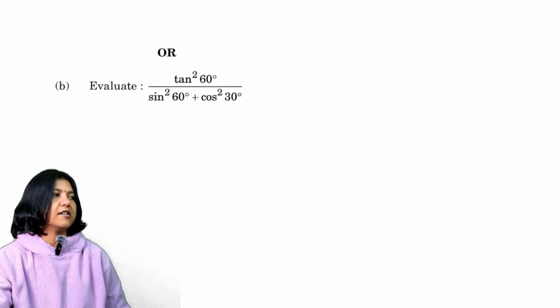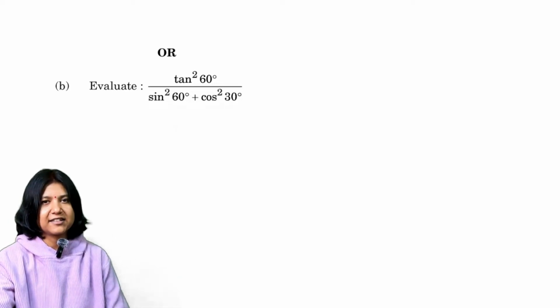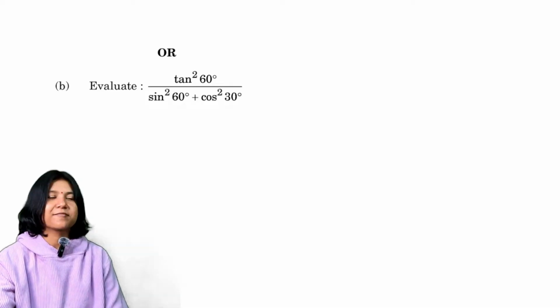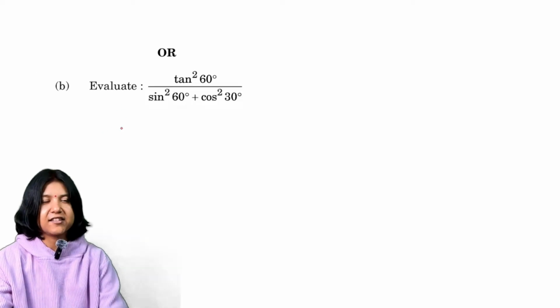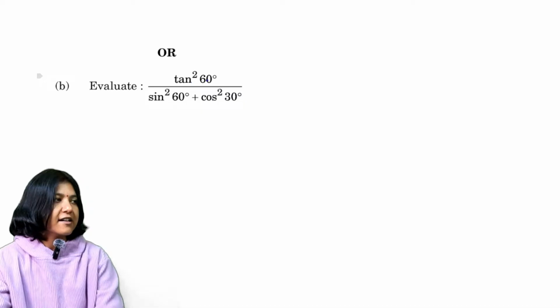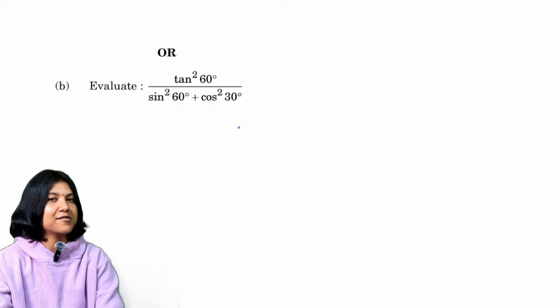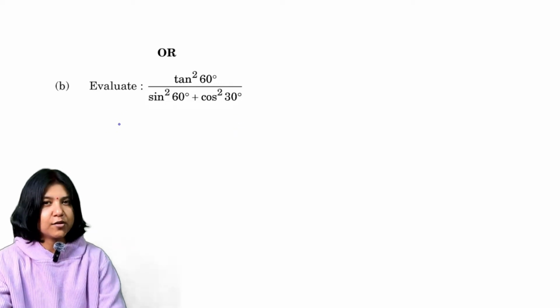So let's do it. Tan square 60 divided by sine square 60 plus cos square 30. You have the values again, so what to do? Obviously, plug in the values, get the answer, as simple as that. Tan 60. Now 60 degrees, tan 60 degrees, what's the value? I'm sure you remember it, or you know the values.